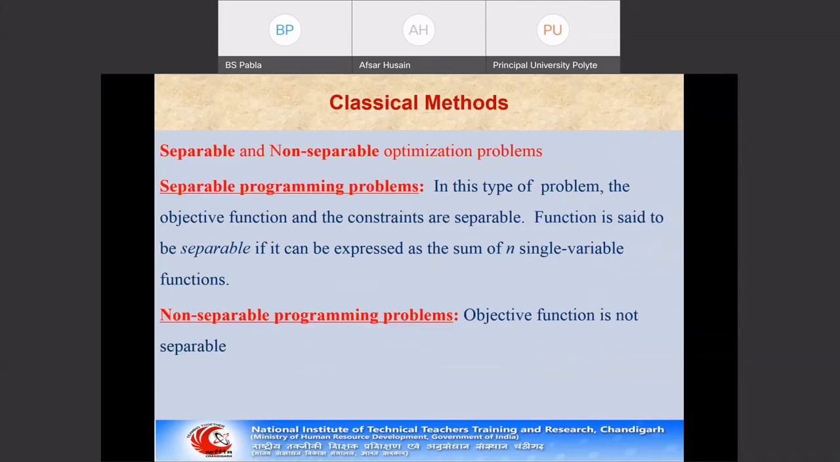Separable and non-separable problem. Separable problem, this type of problem, the objective function and the constraints are separable. The function is said to be separable if it can be expressed as a sum of n single variable problems. What is this? That means, let's say you have a function f(x) equal to x square.